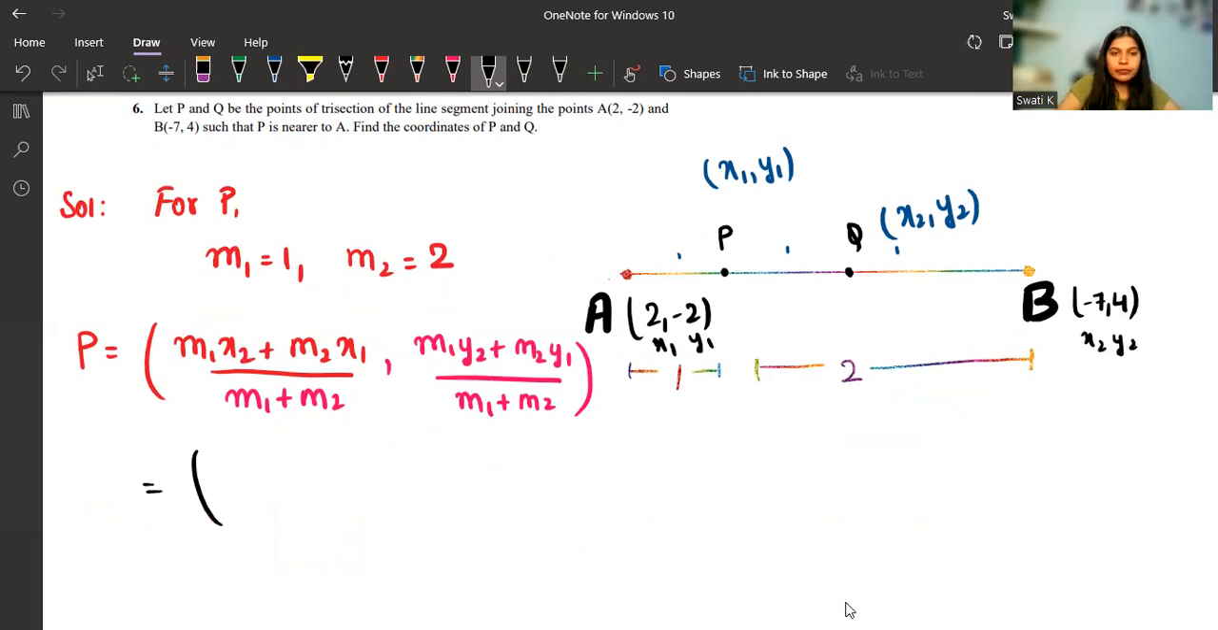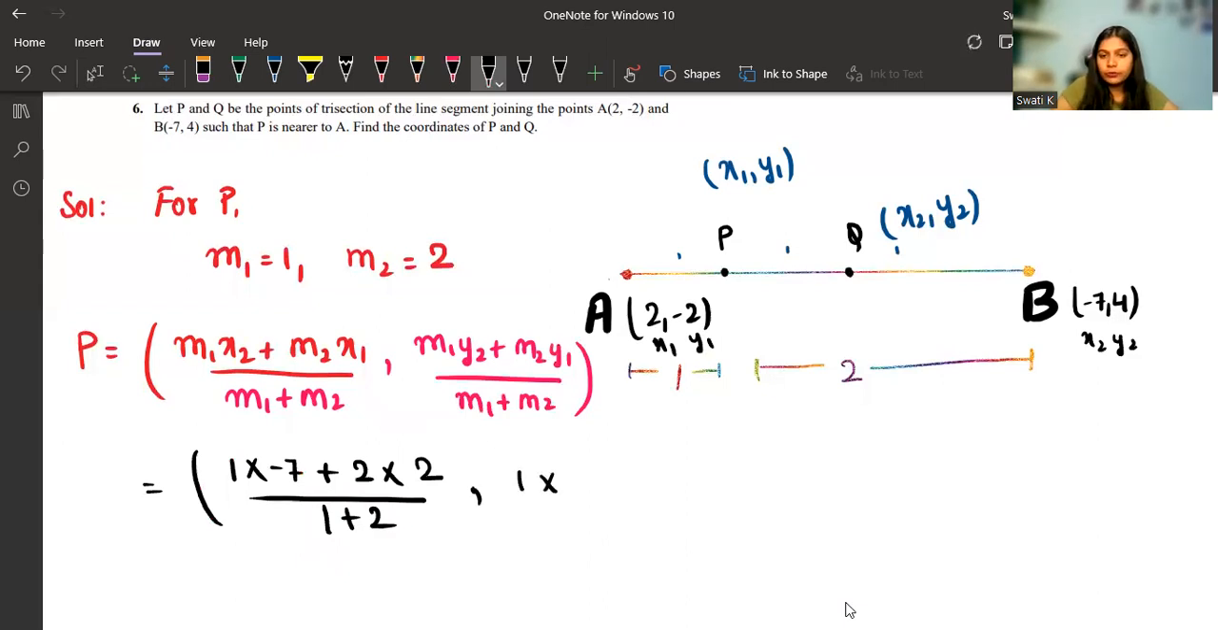So of course M1 is 1. So 1 into X2 is 7, so minus 7, plus M2, which is of course 2. So 2 into X1 is 2, upon M1 plus M2, that means 1 plus 2, comma, M1 Y2. So 1 into Y2 is 4. Please check this. Here Y2 is 4. And then plus M2, which is 2 into Y1, which is minus 2, upon M1 plus M2, which is 1 plus 2. Yes, and we got the coordinate of P.